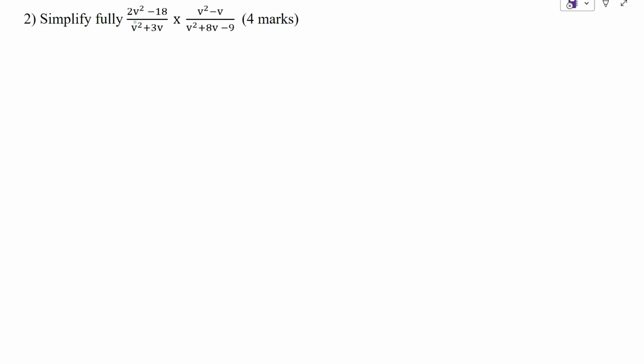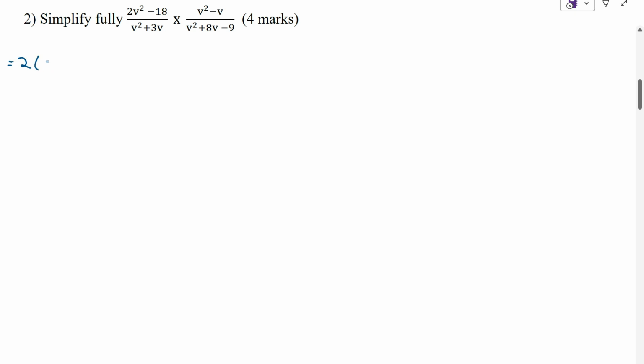Question 2, 4 marks again. We need to multiply these two fractions together. And before we do that, it will be best if we factorize first to see if we can cancel anything out. So let's go ahead and factorize everything.